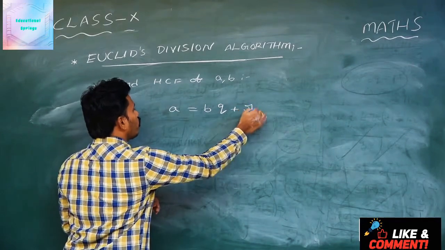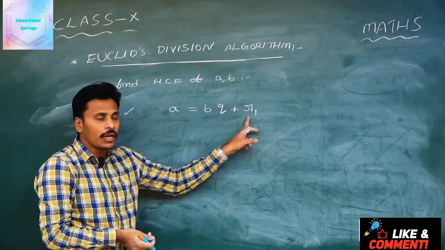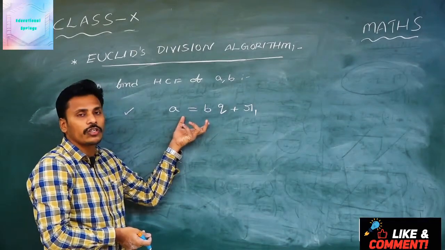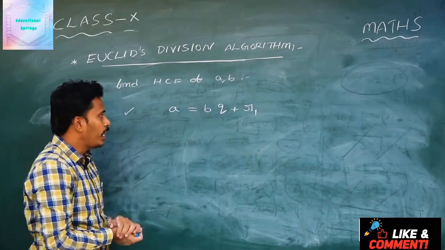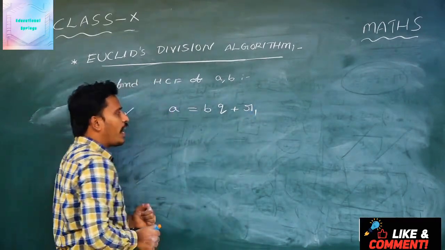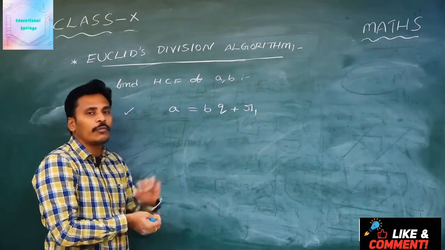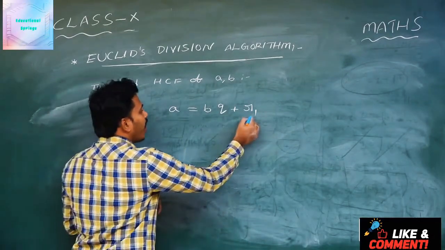If you apply Euclid's division lemma for a and b, the representation is like this: a equals bq plus remainder. That remainder I mention as r1 here. And now after applying Euclid's division lemma for the two numbers a and b, a equals bq plus r1, and we know that this r1 value is between 0 and b. Now you just think about this r1. What is the value of this r1?